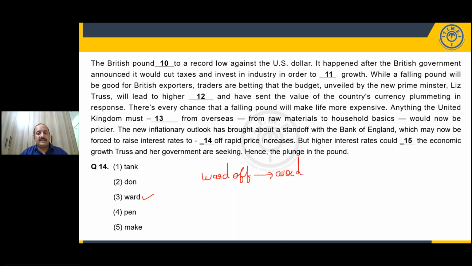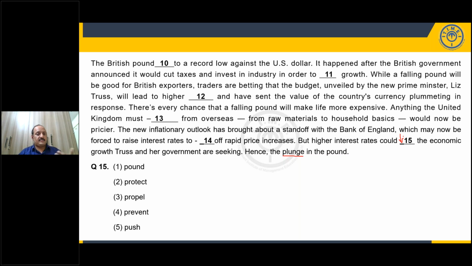So they are forced to raise interest rates to ward off rapid price increases. Option number 3. But higher interest rates could dash the economic growth. So basically, if interest rates are higher, people will stop spending money, they'll save more, and due to that, the economic growth can be brought down. Hence the plunge in the pound. So what they're worried about is high interest rates could reduce the economic growth.